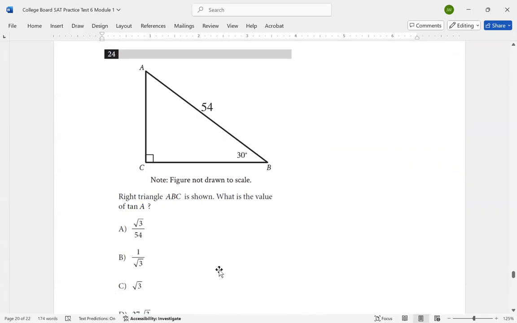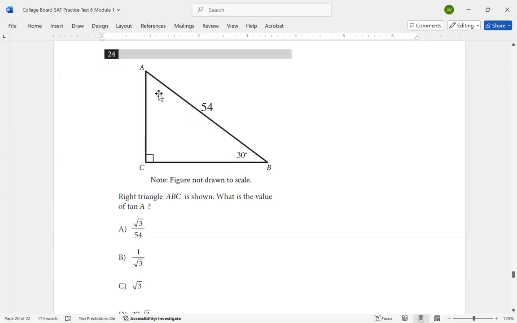Question 24. Right triangle ABC is shown. What is the value of tangent of A? So this is a 30-degree angle. We have this right triangle. This is a right triangle.